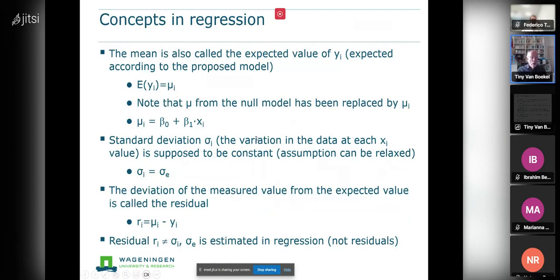So the mean is called the expected value. And I'd like you to note now that first we had one mean, but now we have a mean at each x value. We call that mu y. And also now our model is that mu y is represented by this equation for a straight line, and each y corresponds to the specific x value. The standard deviation sigma we have assumed to be constant. So we assume that every deviation at each x, y point is the same.